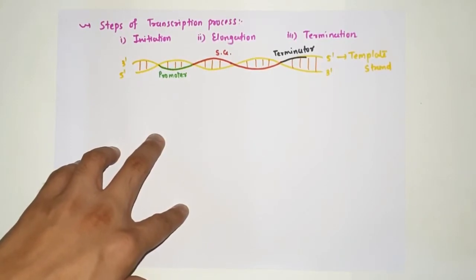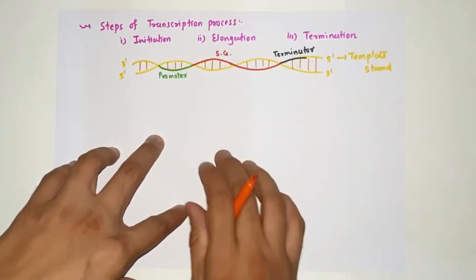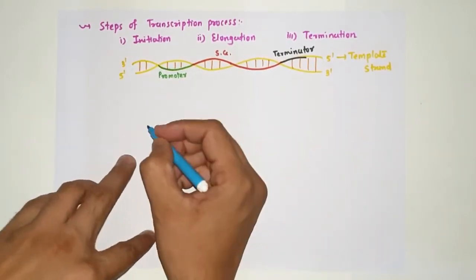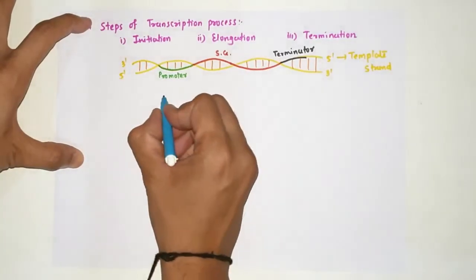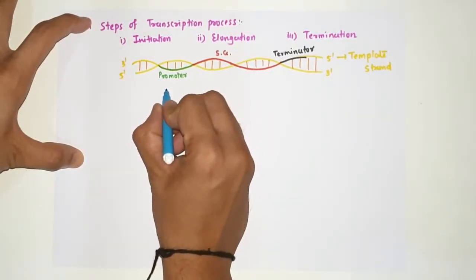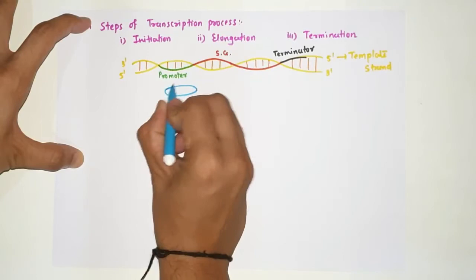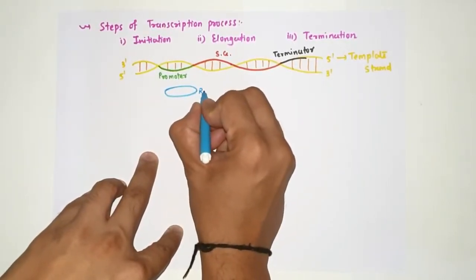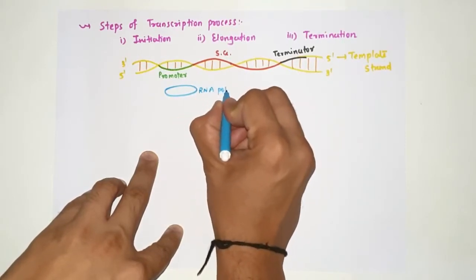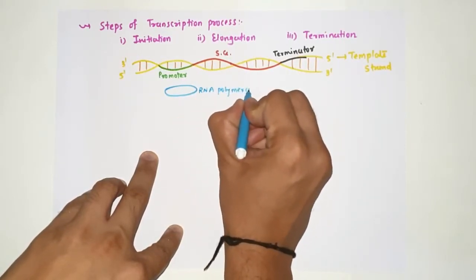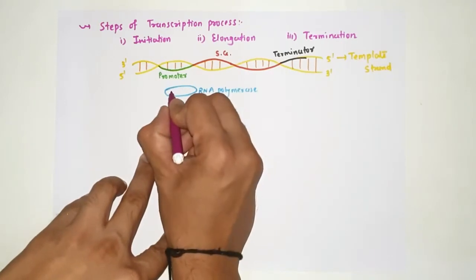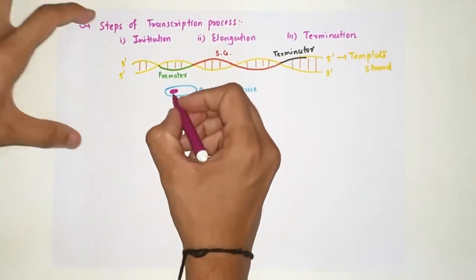Now represent your RNA polymerase enzyme, or represent the core protein of your RNA polymerase. So let that be the RNA polymerase. Now when this core protein of RNA polymerase binds with which one? Sigma factor. So let this one be sigma factor.